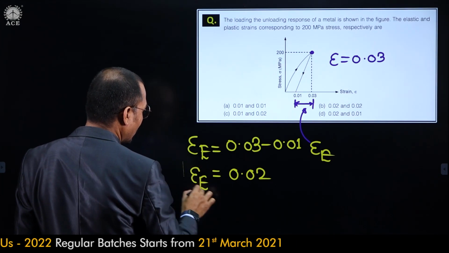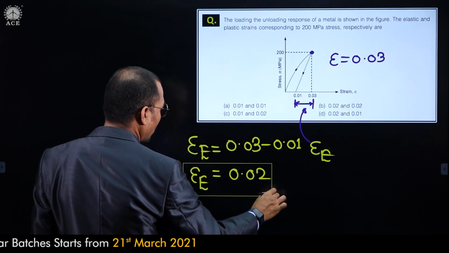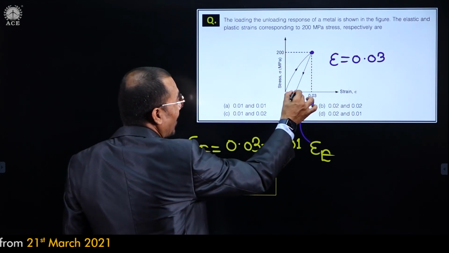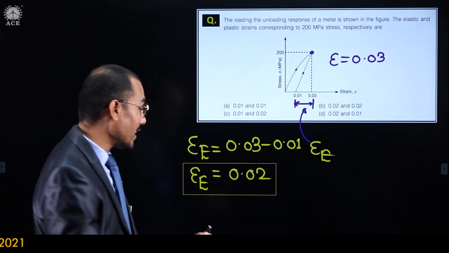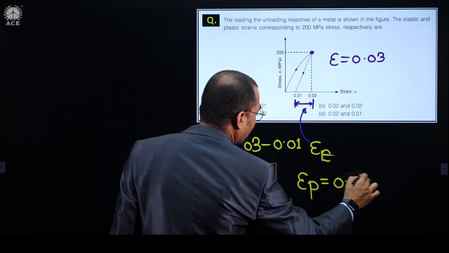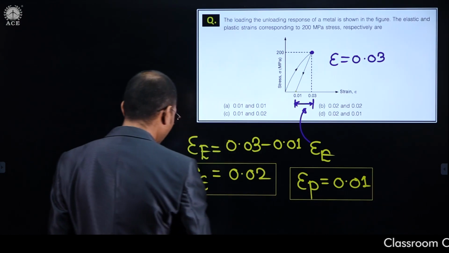What is this? This is my elastic strain. E stands for elastic. And now it is settled here at 0.01, which will remain in the body. So, 0.01 stands for plastic strain. So, epsilon P is exactly equal to 0.01. It is my plastic strain.